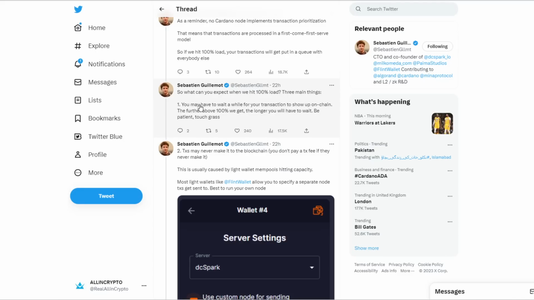Three main things. You may have to wait for a while for your transaction to show up on chain. The further above 100% we get, the longer you will have to wait. Be patient and touch grass.